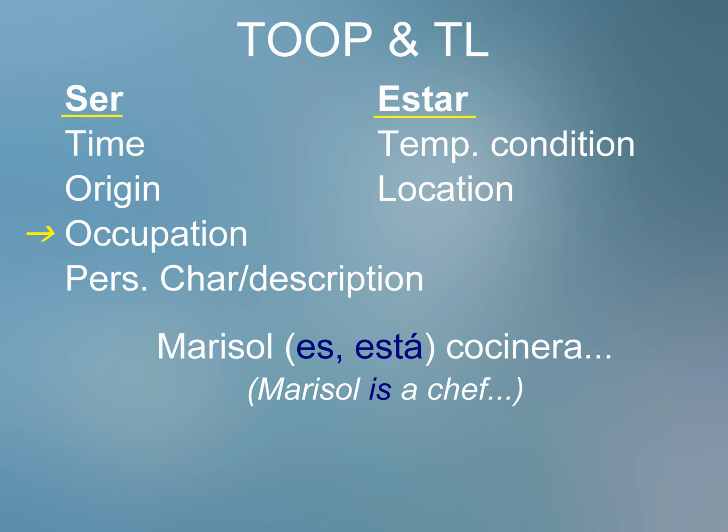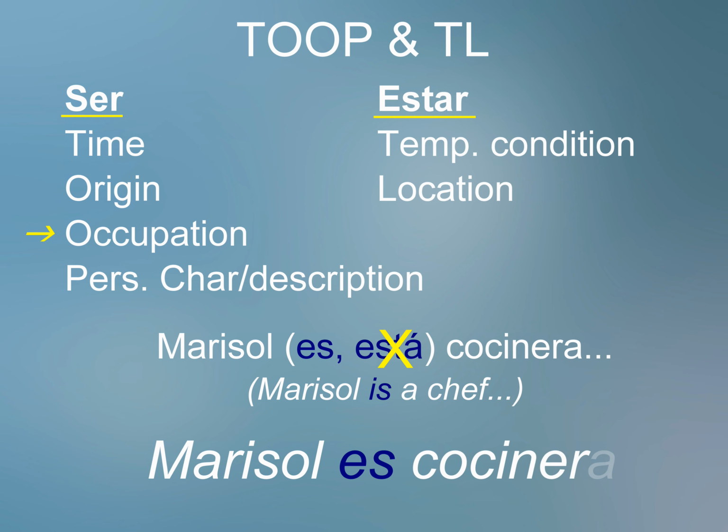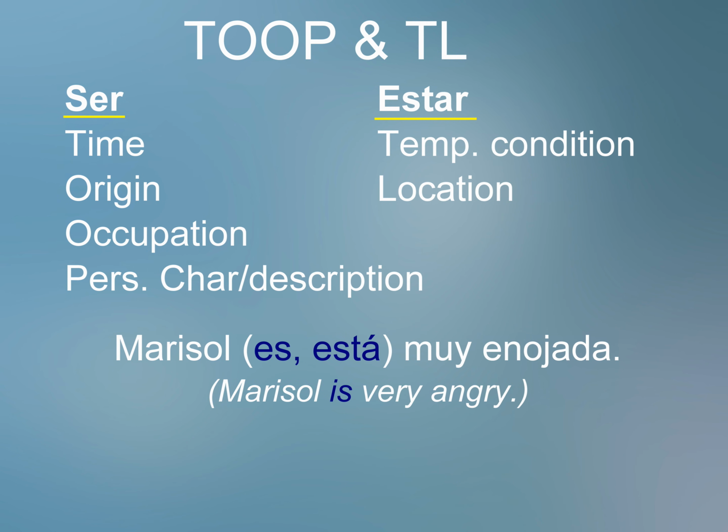It's obvious that the occupation applies, therefore ser is the verb to use. Marisol es cocinera en un restaurante. Try this one. Marisol es or está muy enojada. Marisol is very angry.